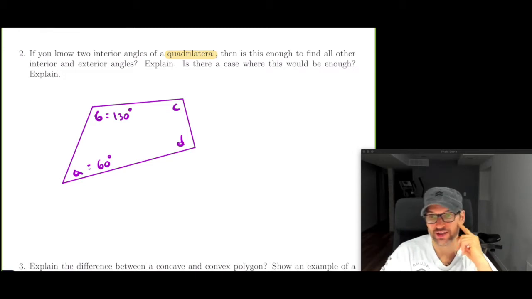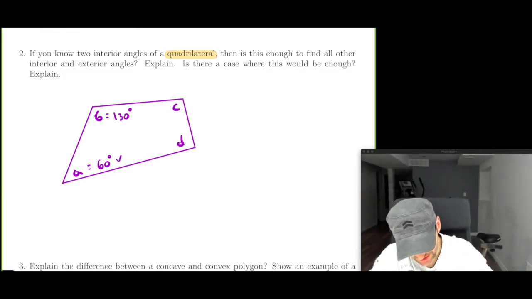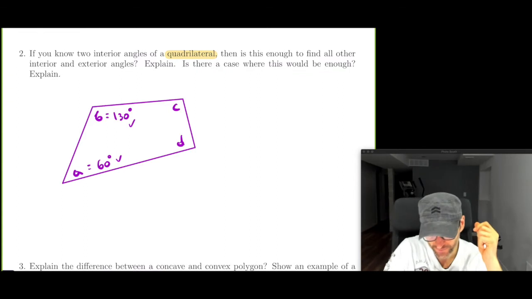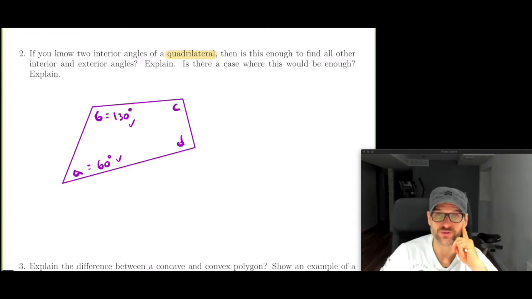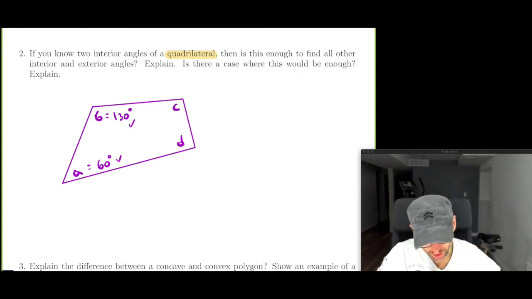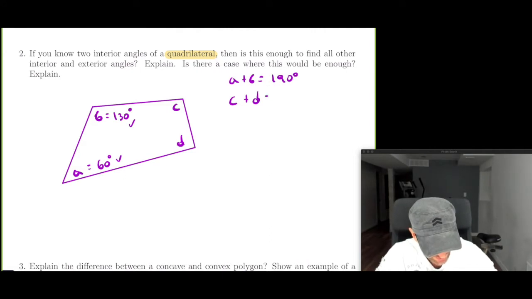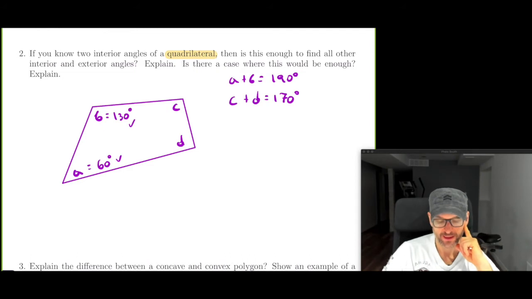Now in this case, if you add these up, 60 plus 130 would be 190. So if A plus B is equal to 190, that means that C plus D has to be 170. But we don't exactly know what those angles could be. So that will depend.